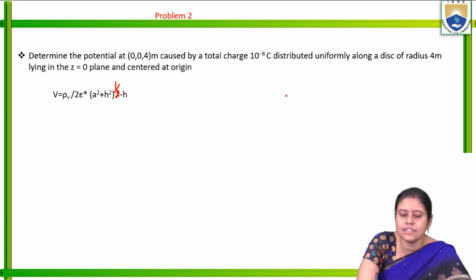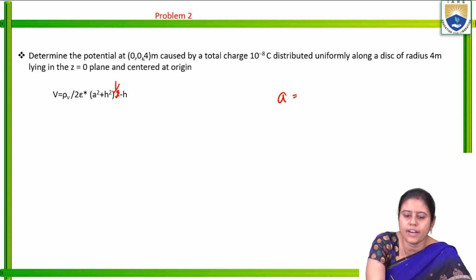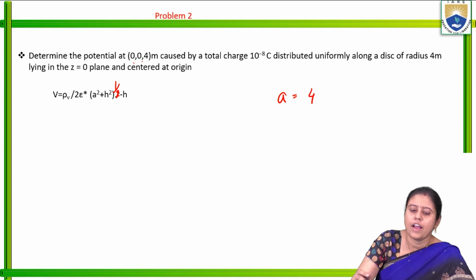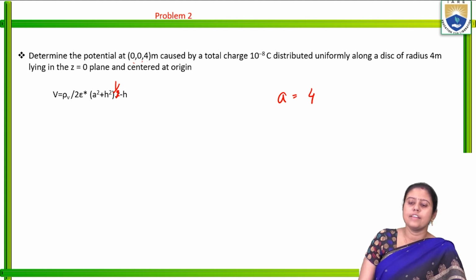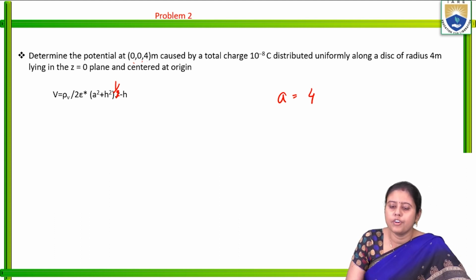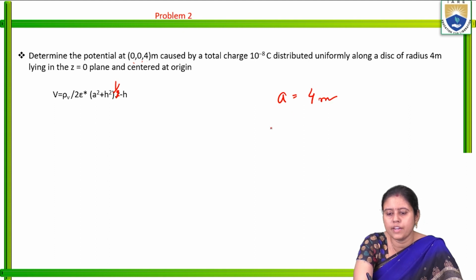So what is the value of A? A is the distance, and what distance have we taken? 0.04 meter, which means A is equal to 4 meter. And what is the radius? The radius is also given as 4 meter. So A is equal to 4 meter and H is equal to 4 meter.